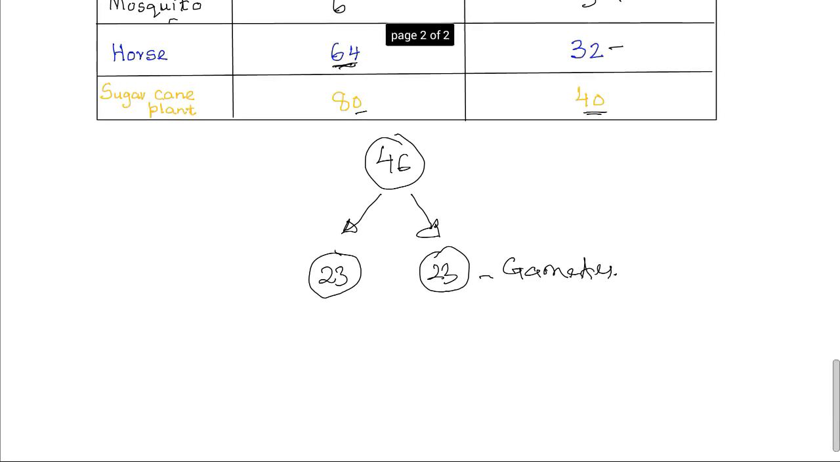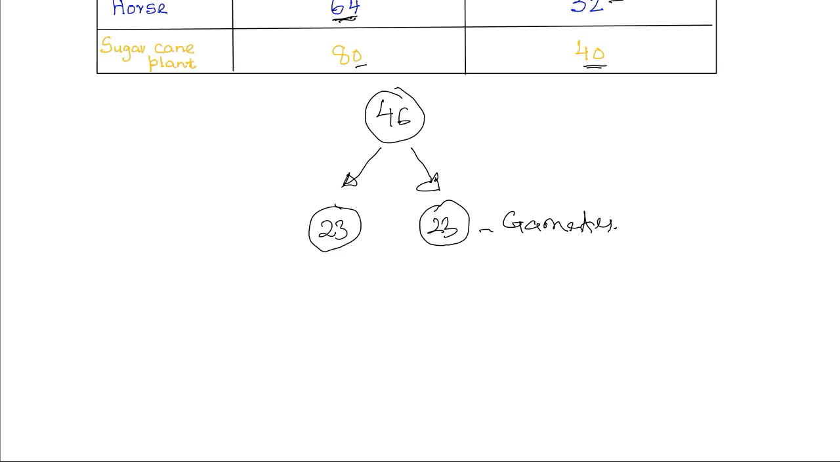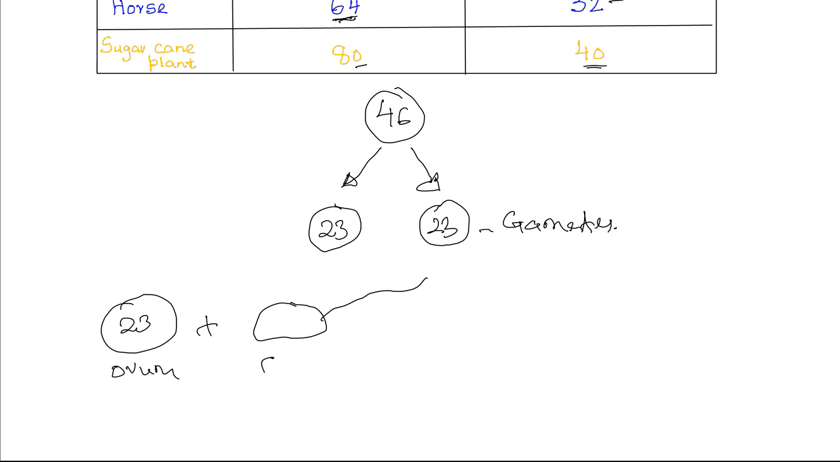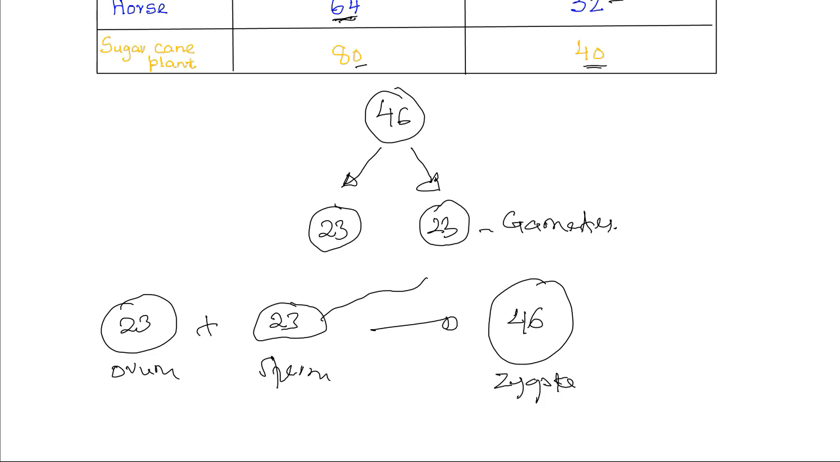Now, during fertilization, you can say one gamete, let's say from the female parent, the ovum, fuses with the male gamete, that is a sperm, that also carries 23 chromosomes to form a cell that will have 46 chromosomes. This cell is known as the zygote. It is this zygote that then undergoes repeated division to produce an individual.